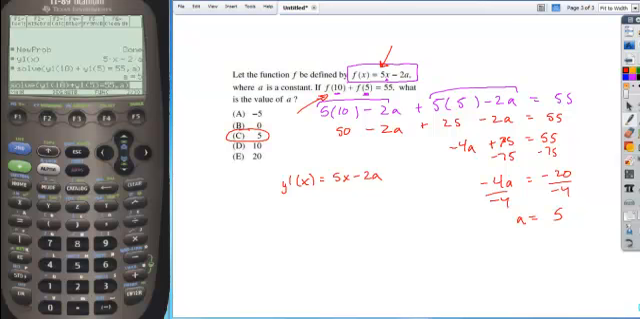And when we enter, we get a is equal to 5, and it confirms our answer using the calculator as well.